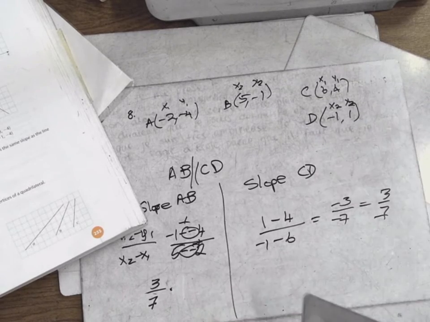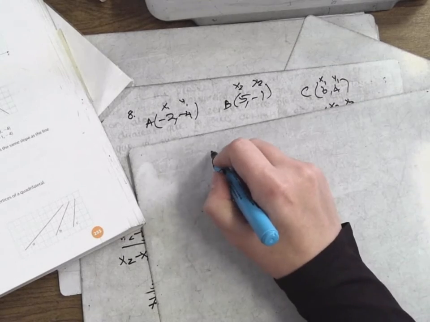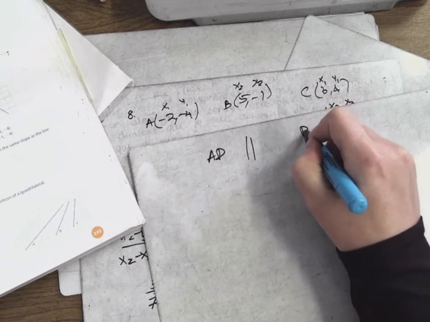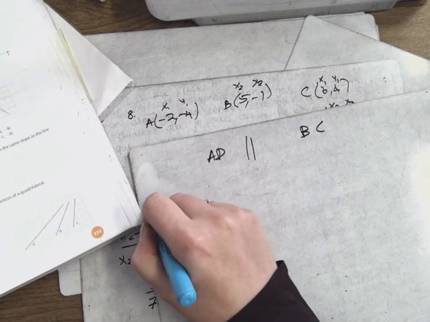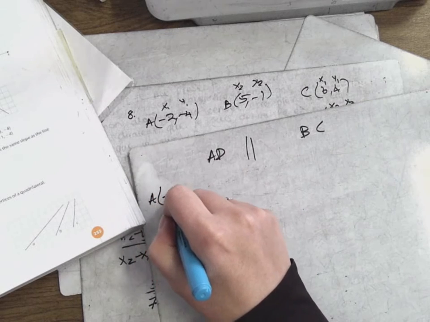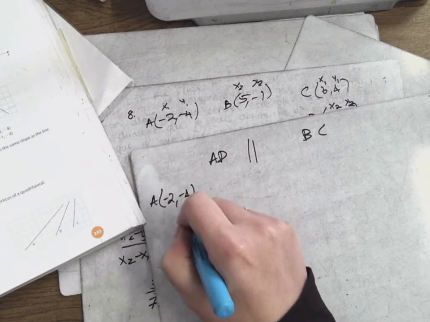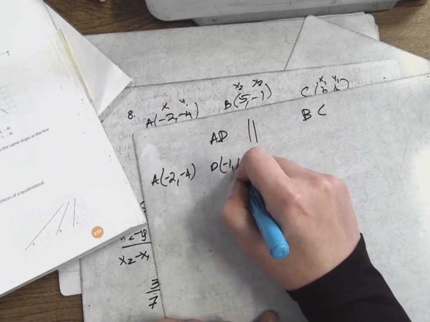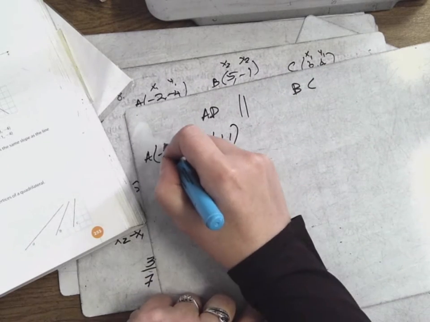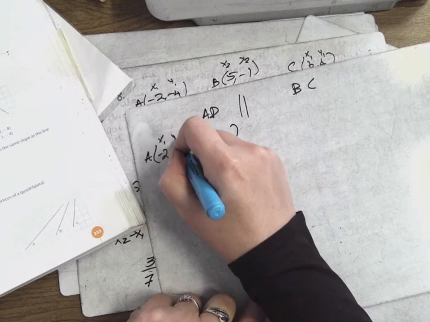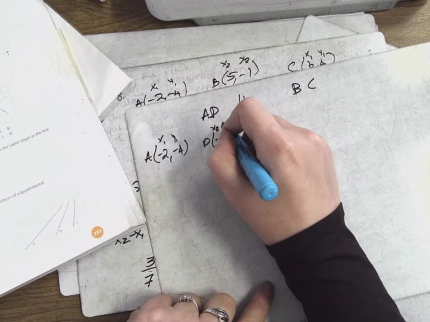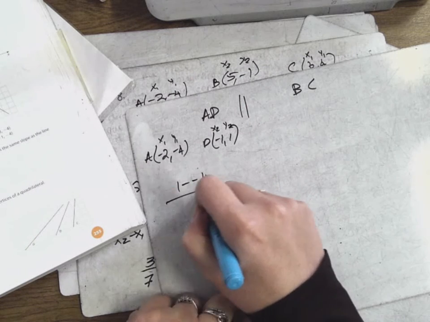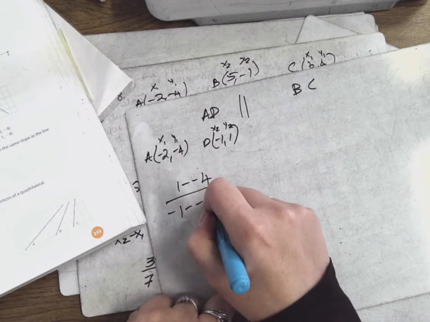And then the second part is AD is parallel to BC. So you do the exact same thing again, except you use the point A and the point D, which is minus 1, 1 here. So you do x1, y1, x2, y2. So it's 1 minus minus 4 all over minus 1 minus minus 2.